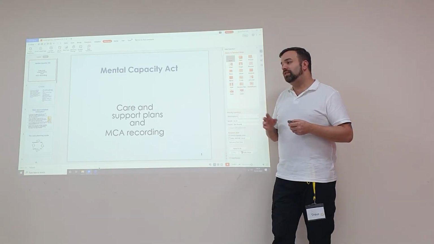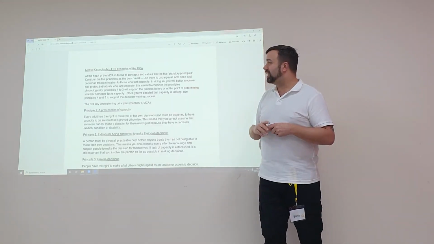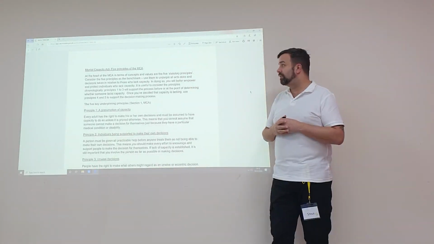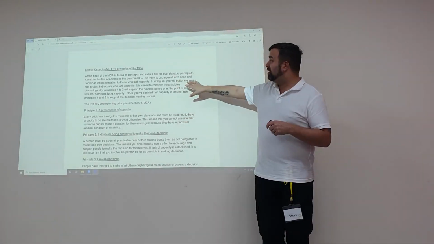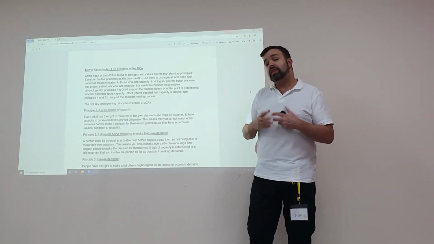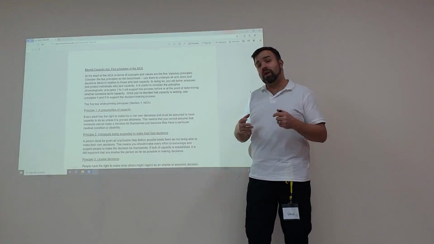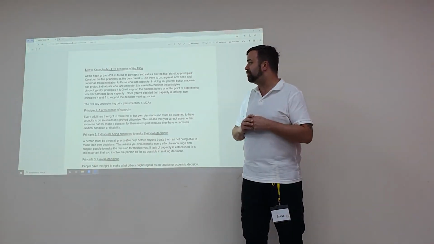So let's look at this in a little bit more detail. The Mental Capacity Act has 5 principles, and it's important we understand all 5 principles. At the heart of the Mental Capacity Act are the statutory principles. These are benchmarks. They allow us to apply the Act fairly and equitably across the assessment.